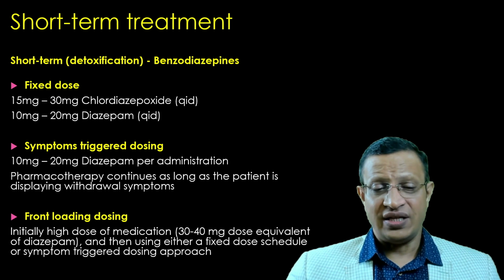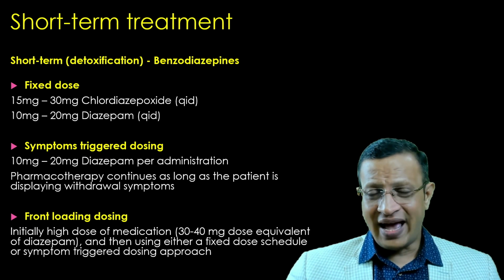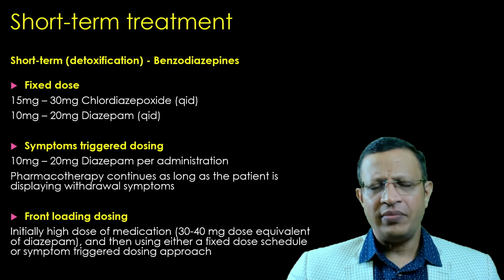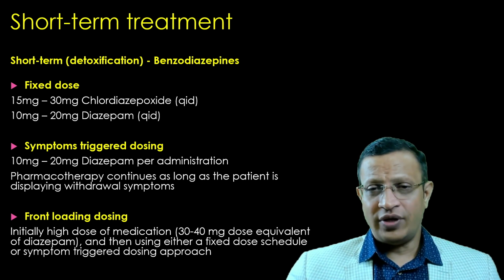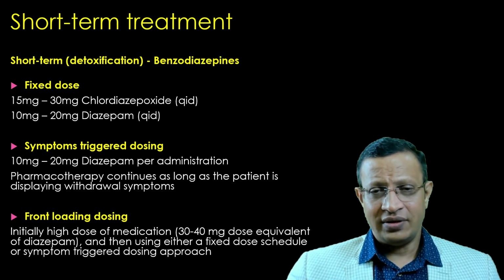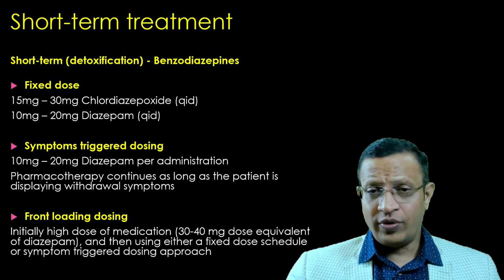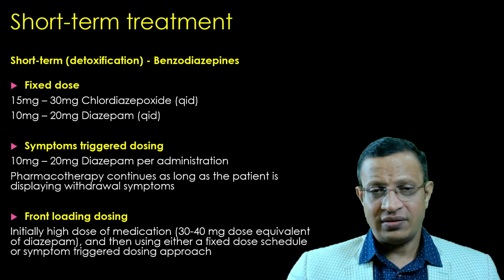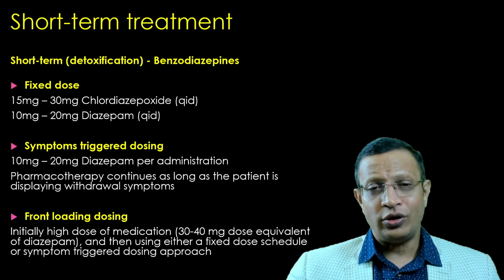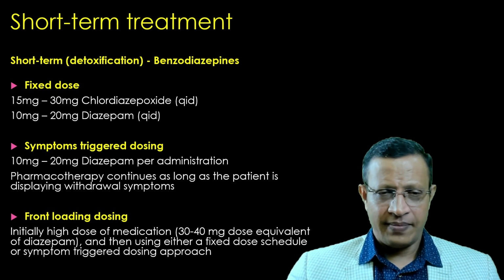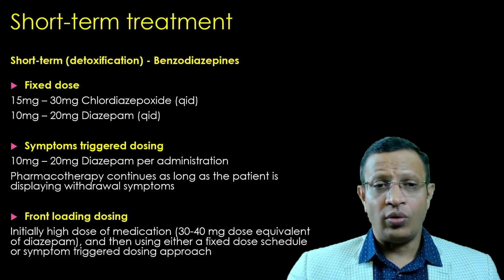That is, choosing diazepam 10 to 20 mg per administration. That means if a person has withdrawal symptoms, give 10 to 20 mg of diazepam and then see whether he has withdrawal symptoms. If he does not, then wait for another 12 hours, then repeat the medication. If he has withdrawal symptoms within 3 to 4 hours, repeat again 10 to 20 mg. That is symptom-triggered dosing.